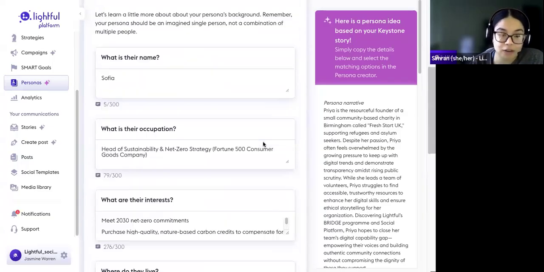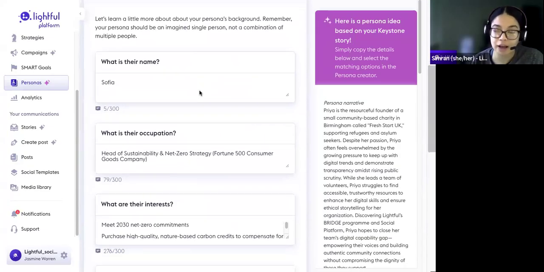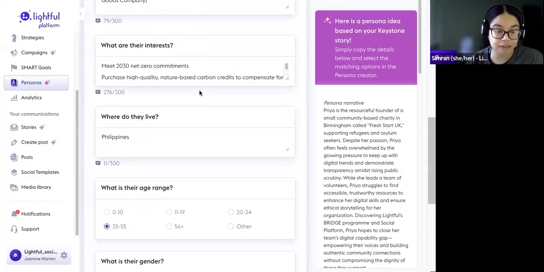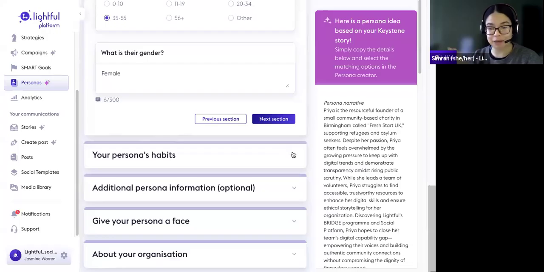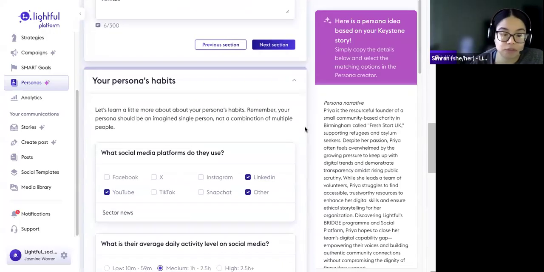And then also, if you already reach this persona, is it a target persona or is it one that's already existing? And then when you click on next action, you can delve a lot deeper and have a think about their occupation, their interests, where they live, and their age range and gender. So all these things you may skip and accidentally forget to think about. It provides a good prompt for that.